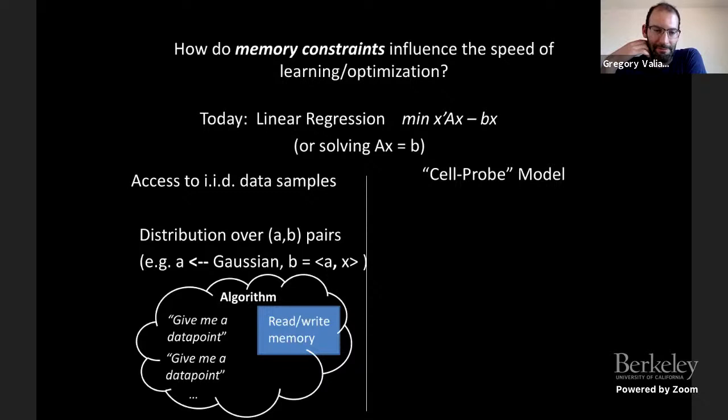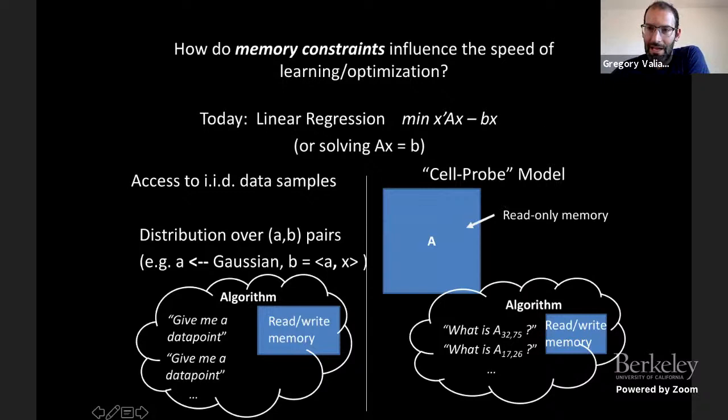On the other hand, the cell probe model is similar, but here the examples sit in some possibly quite large read-only memory. So there's some read-only memory full of data points, and again, the algorithm has access to a modest amount of read-write memory. Whenever the algorithm wants to get some data, it just needs to query this read-only memory. So it'll say, what's the 32nd bit in the 75th data example, and so on. Within the cell probe model, there are different variants. Sometimes you can probe individual elements of each data point, sometimes you ask for the whole data point, but by and large, the different variants within the cell probe model aren't so different.